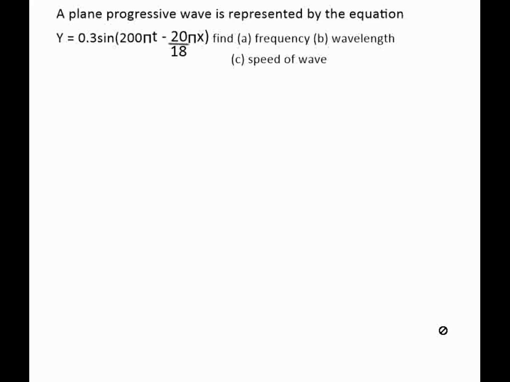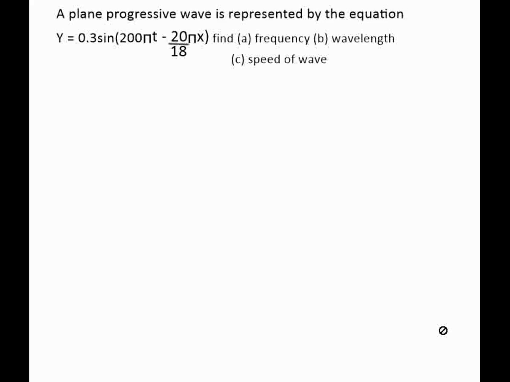Let's solve this problem under wave. The question reads: a plane progressive wave is represented by the equation y = 0.3 sin(200πt − 20πx/18). A says find the frequency of the wave.